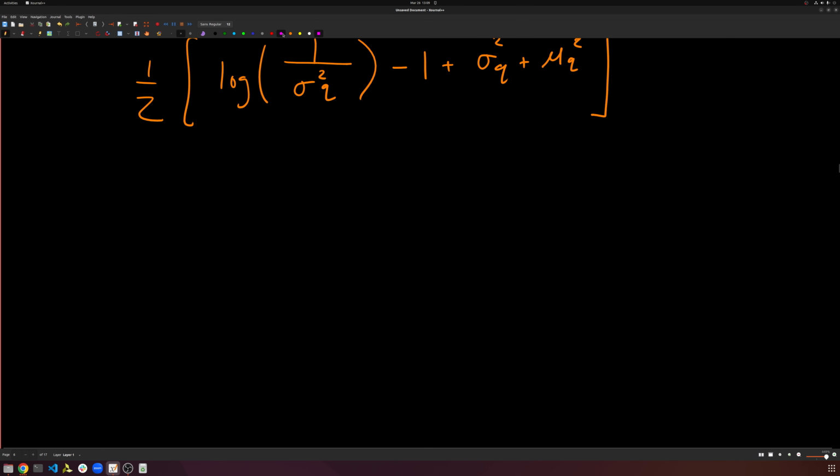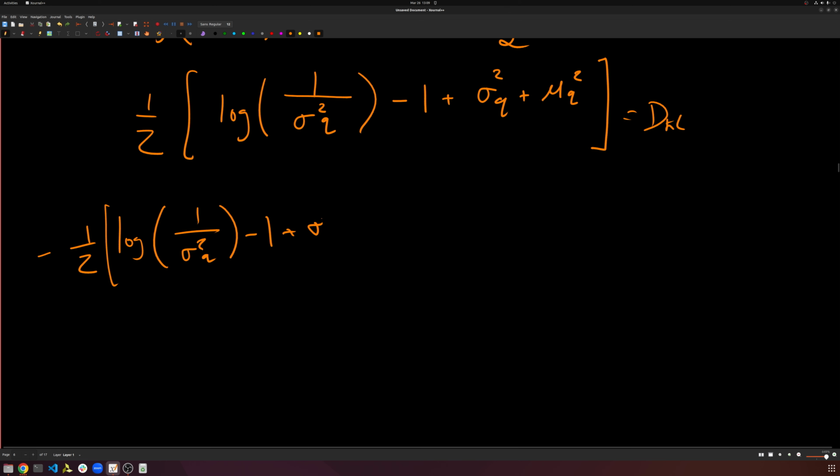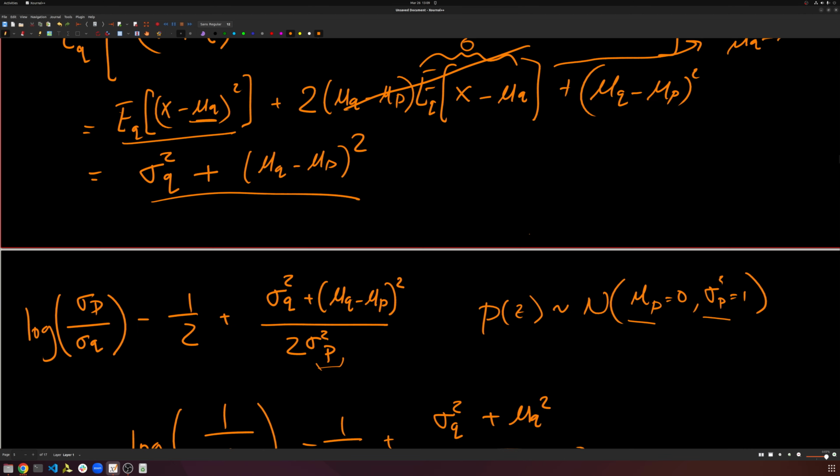So it's negative DKL that we need. There's our DKL, right? This whole thing is DKL, like we computed. So we need negative DKL. So it's going to be negative 1/2 log 1 over sigma squared q minus 1 plus sigma squared q plus mu squared q, big bracket, plus reconstruction, right? Or in our case, it's negative log likelihood.